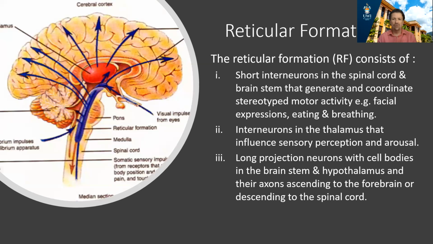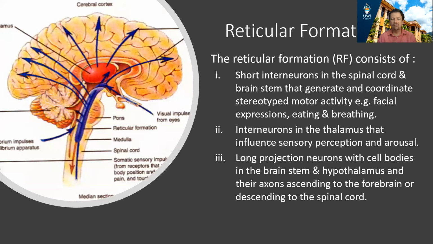Then there are interneurons in the thalamus and networks that are very important for sensory perception and arousal. Here we see how sensory perception is linked to arousal. For example, a baby's cry in the night wakening a parent.